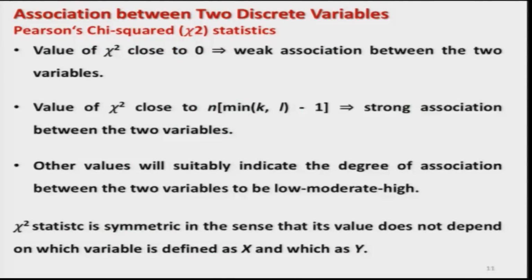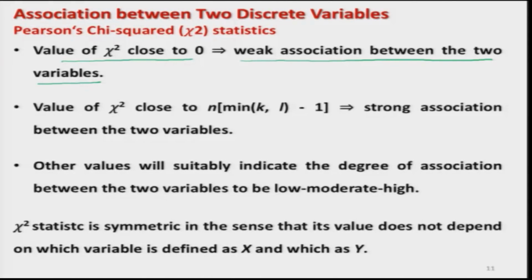Now what is the interpretation of this statistic? Given the data, one can compute this statistic. In case the value of chi-square is very close to 0, this will indicate that the association between the two variables is weak. So a value of chi-square close to 0 indicates a weak association between the two variables x and y.